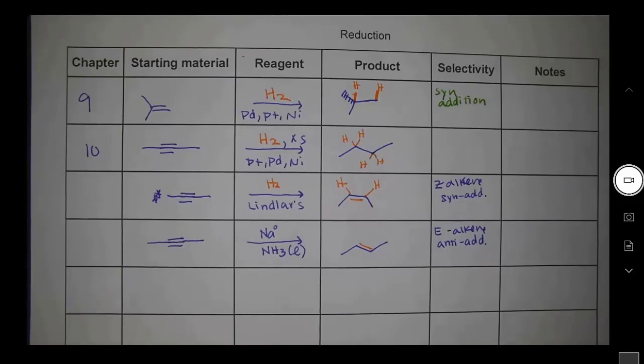Are there any questions on any of those reactions? So we've added a lot of things to our synthesis toolbox in this chapter. We can now make molecules longer, shorter, and change functional groups to manipulate them in different ways.